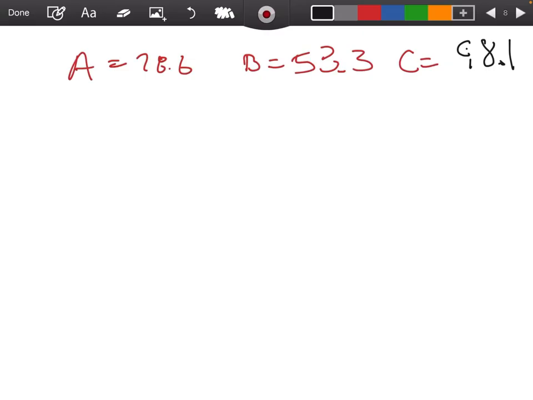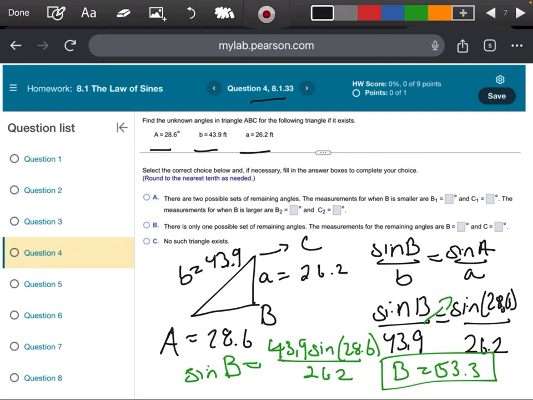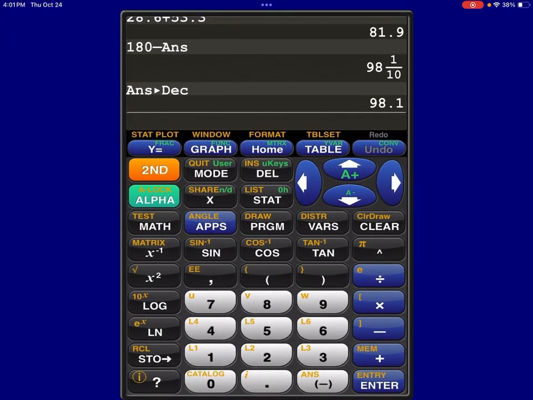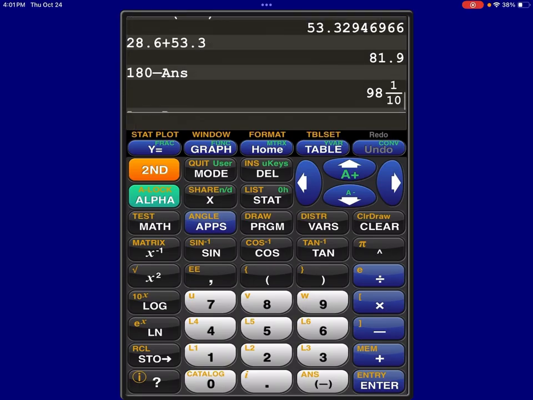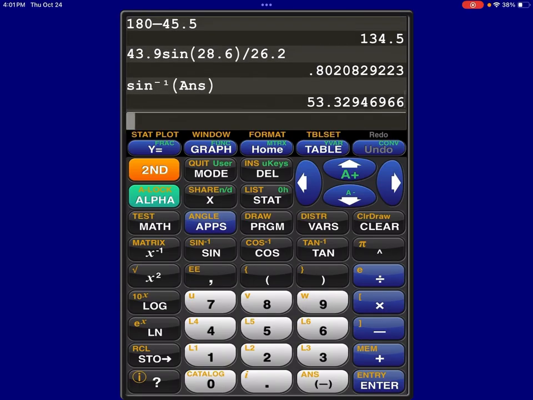Okay, so now, y'all, if we want to know, is it possible that we can have a second angle? So, y'all, when we did this calculation, I'm going to come back to my calculator because I want to show you. Let me scroll up a little bit. When we did that 43.9 sine of 28.6 divided by 26.2, I want you to notice the answer we got. We got 0.8028, all that kind of good stuff. But the important thing, y'all, was the answer we got was positive, okay? So we're saying, look, the sine of my angle is positive.